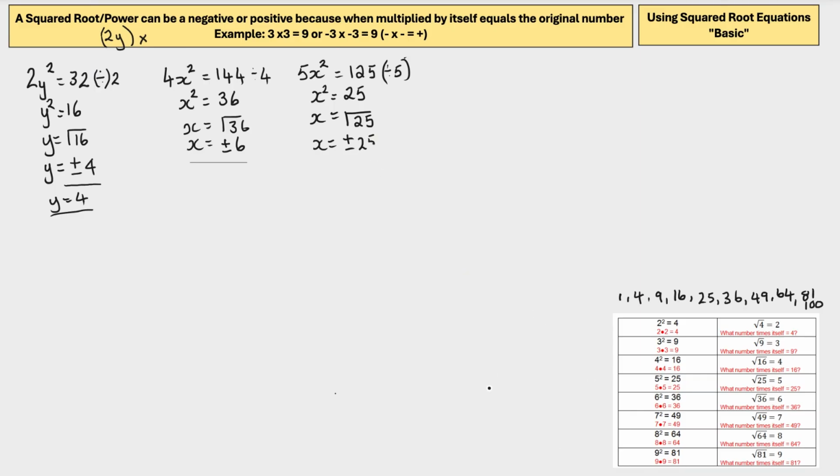Oh, I'm putting 25. I know you're shouting at me. I can hear you. It's not 25, is it? It's 5. There you go. So there's another common one.